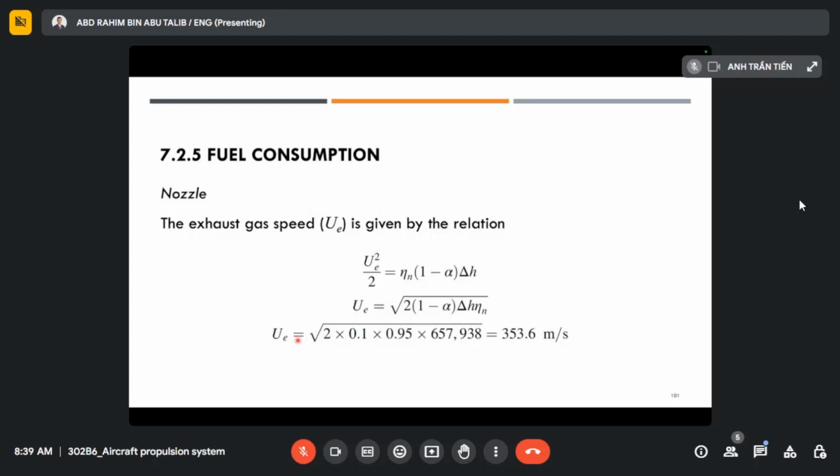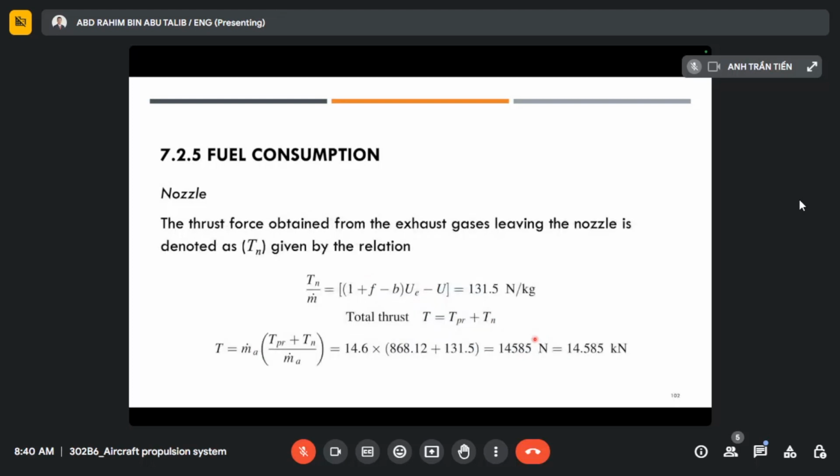Moving into the nozzle part, the last part, the exhaust gas speed UE can be obtained by the following relation. So you get UE equal to 353.6 meter per second. The thrust force obtained from the exhaust gas leaving the nozzle is denoted as Tn, given by the relation here. So the specific thrust at the nozzle, Tn over m dot, is equal to 131.5 Newton per kilogram. Hence, for the total thrust, you already got TPR.